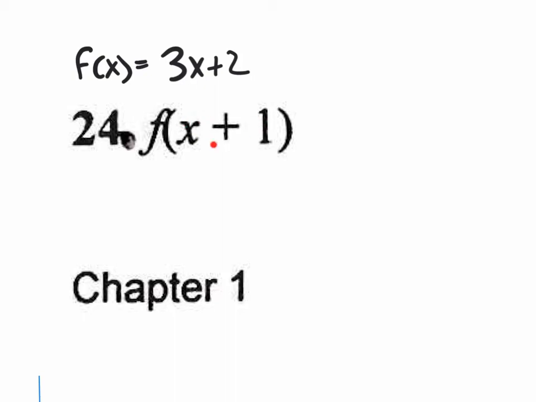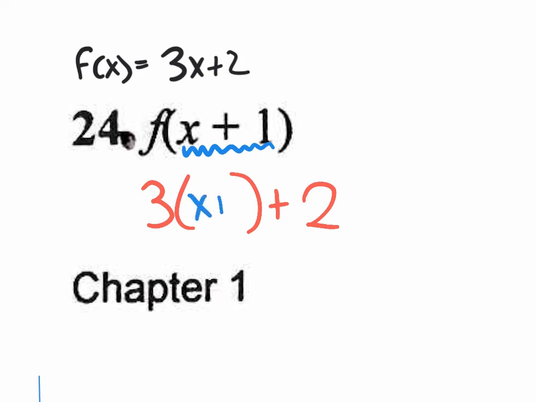You're going to have to actually plug in this x plus 1 inside that x spot, but with parentheses. So the first thing to do is to rewrite your f of x function, 3 parentheses plus 2 instead of 3x plus 2. And then you plug in the value that's inside the parentheses, which is x plus 1. Then after that, you simplify. So you're going to distribute and combine like terms.